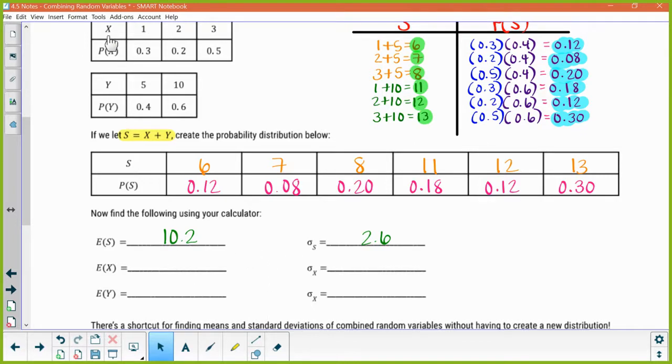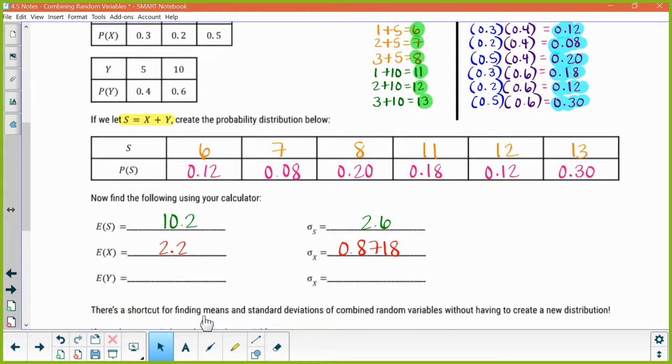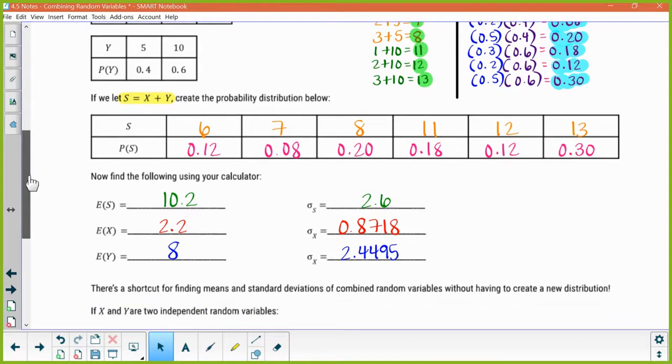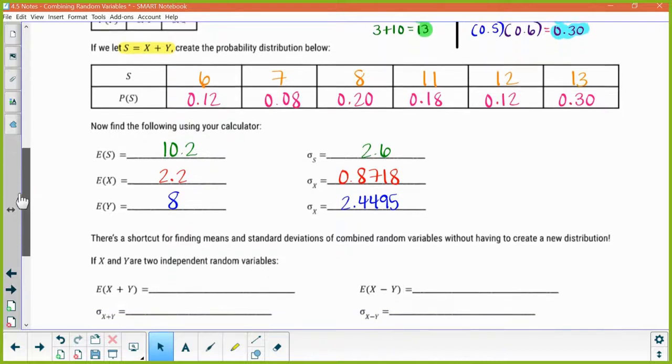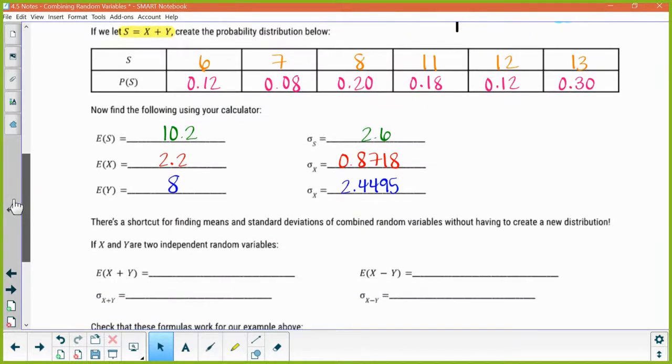So I did the same thing for X. I entered 1, 2, 3 in my L1 and 0.3, 0.2, 0.5 into my L2, and I got 2.2 and 0.8718. Did the same thing for Y. 5 and 10 were in L1, 0.4 and 0.6 were in L2. Ran one-var stats, and I got 8 and 2.4495.